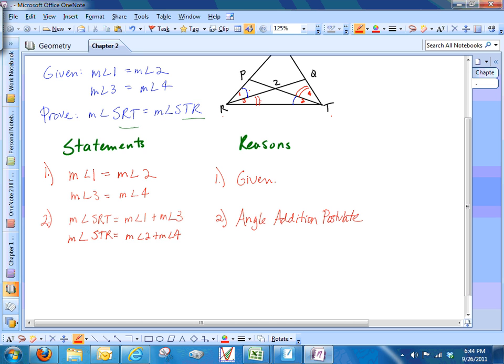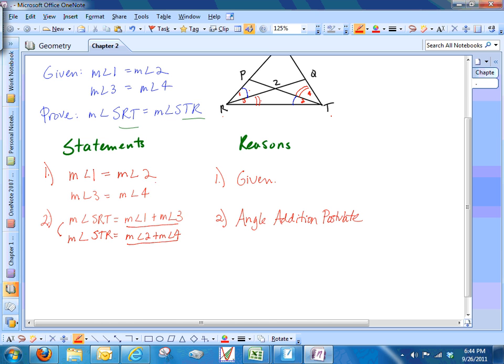Alright, so now I'm in good shape because I've got my numbered angles connected to my lettered angles. But I still have not proven that SRT and STR are congruent. So how am I going to do that? Well, it would be really helpful if I could say that the sum of 1 and 3 is equal to the sum of 2 and 4. Now can I do that?